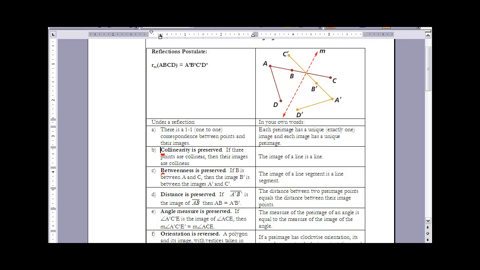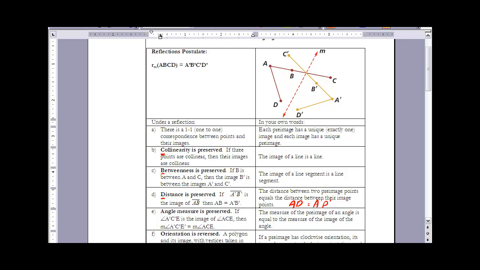Part D is distance. Distance is preserved, and what that's telling us is that the distance between A and D will be exactly the same as the distance between A prime and D prime. So when we say distance is preserved, something like AD will always be equal to A prime D prime. I'm going to underline the D for that one.